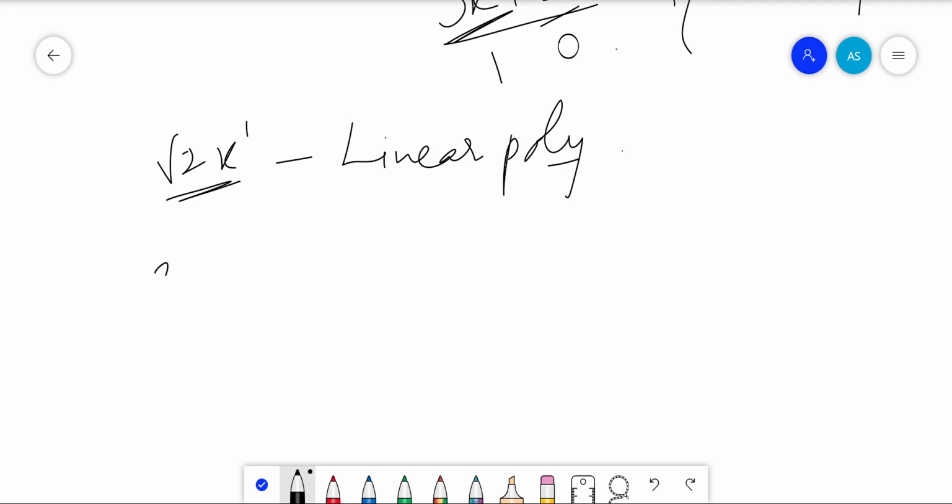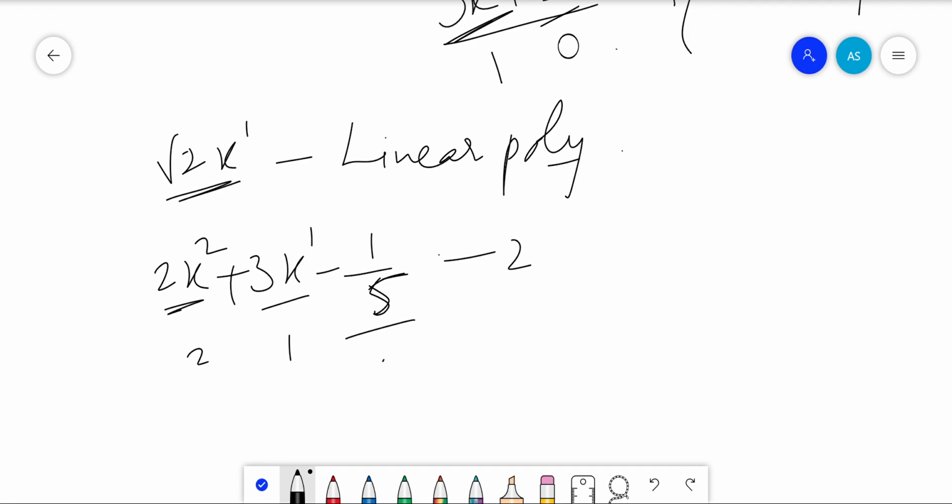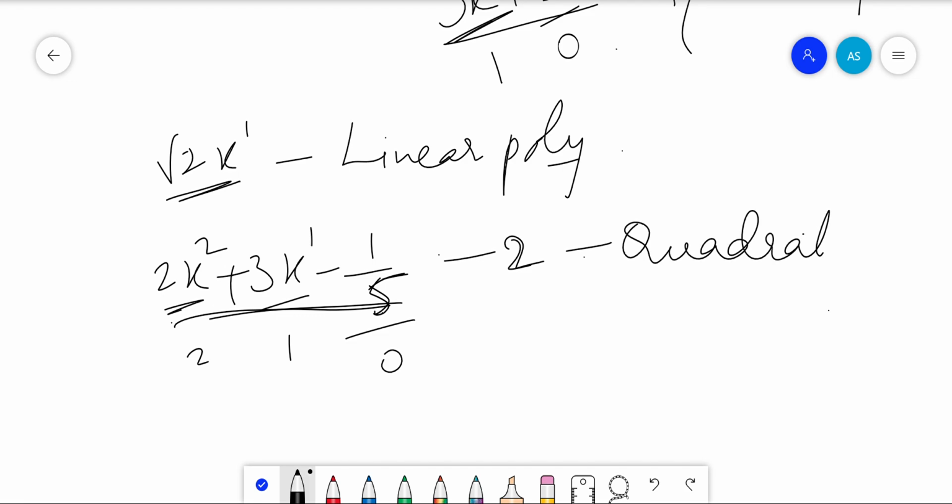Suppose I will write one more thing. 2x square plus 3x minus 1 by 5. What is its degree? 2. Why? First term 2, second term 1, and third term 0. The highest power of x in the polynomial is called the degree of the polynomial. So the degree is 2, and it is called a quadratic polynomial. And that means the linear polynomial may contain one term or two terms also.